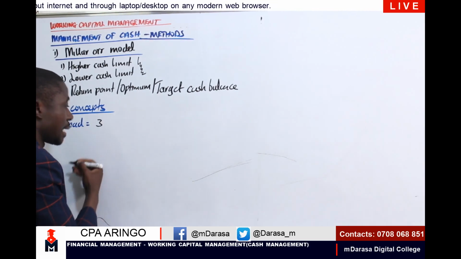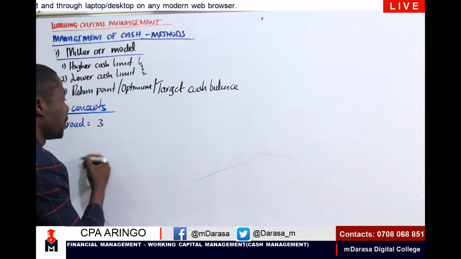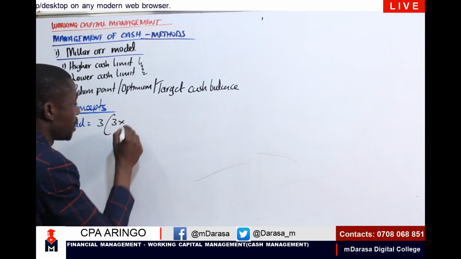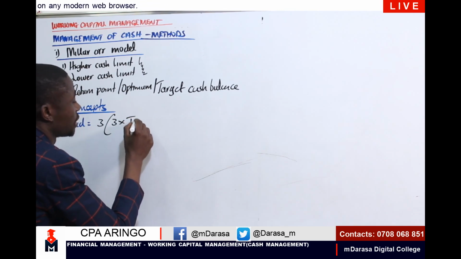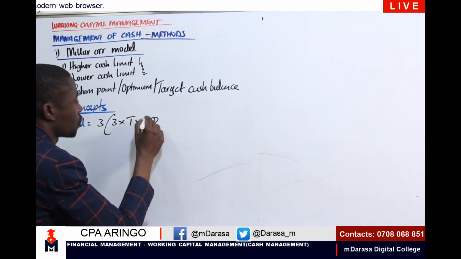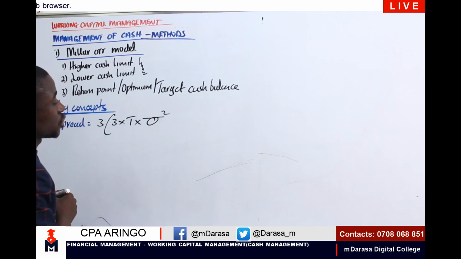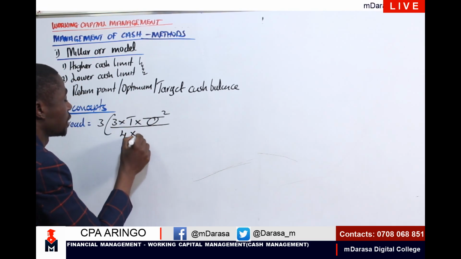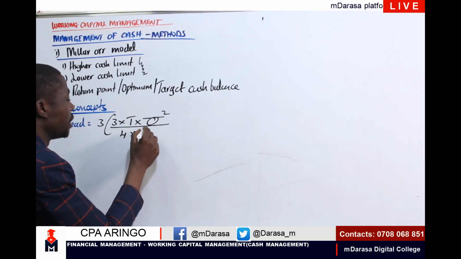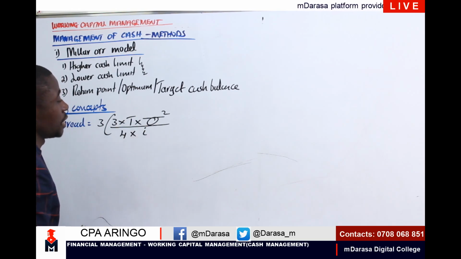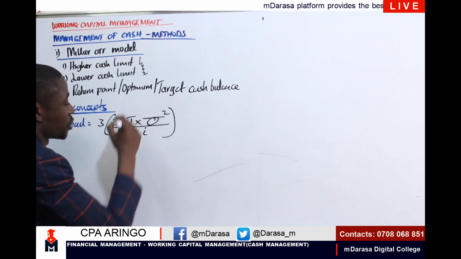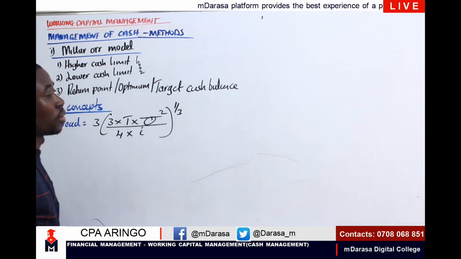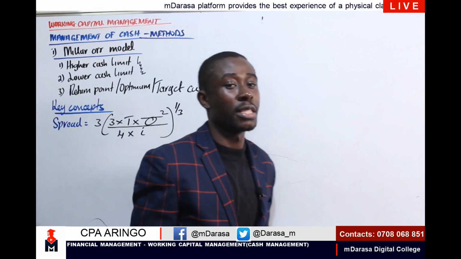We should be talking of a third, not a third, but 3 times the transaction cost times the variance, which you know very well is just the standard deviation squared. In this case, you're going to divide by 4 times our daily interest. I should not forget all this is raised to the power of a third. That will give us our spread.